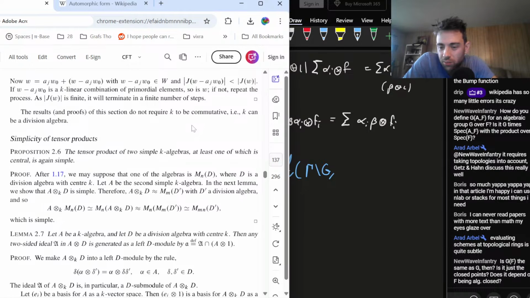Is GF the same as G then? Is it just the closed points? Does it depend on F being algebraically closed? No, it shouldn't. It won't depend on it being algebraically closed. Well, okay, actually, this is an interesting point. Is GF the same as G?